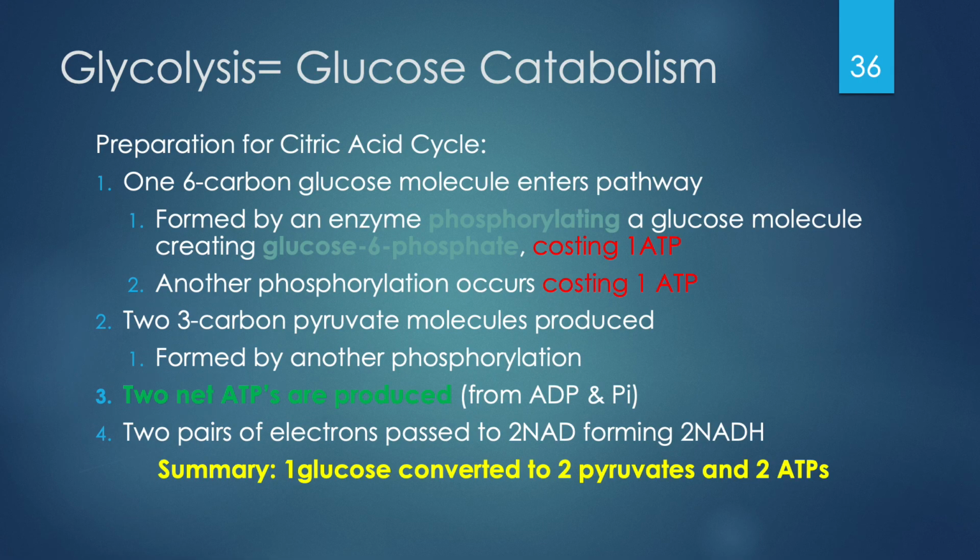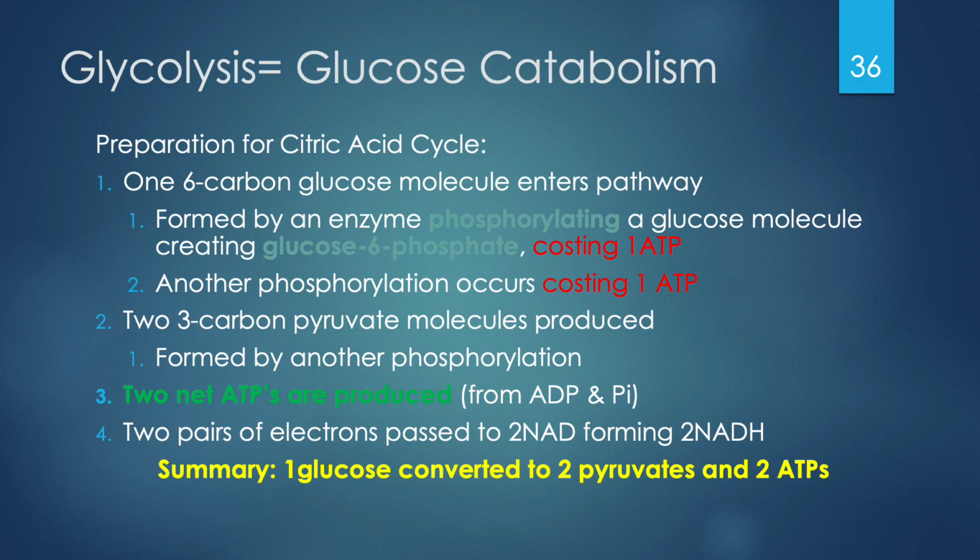Here's a quick summary of glycolysis, which is really just glucose catabolism or glucose breakdown. And again, this is happening anaerobically in the cytosol, right, in preparation for the citric acid cycle. So we start off with a single glucose molecule, which we'll call a 6-carbon glucose molecule, and it enters this pathway of glycolysis. An enzyme will phosphorylate a glucose molecule, creating glucose 6-phosphate. That costs 1 ATP molecule in order to phosphorylate that single glucose molecule to make it glucose 6-phosphate. Now a second phosphorylation will occur, and this is going to cost a second ATP molecule.